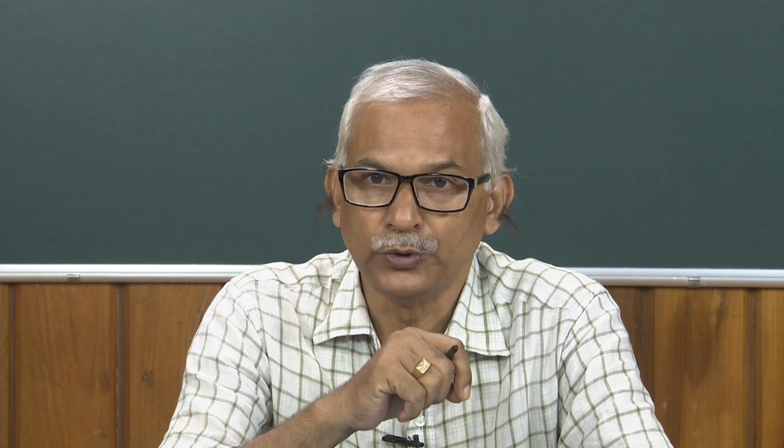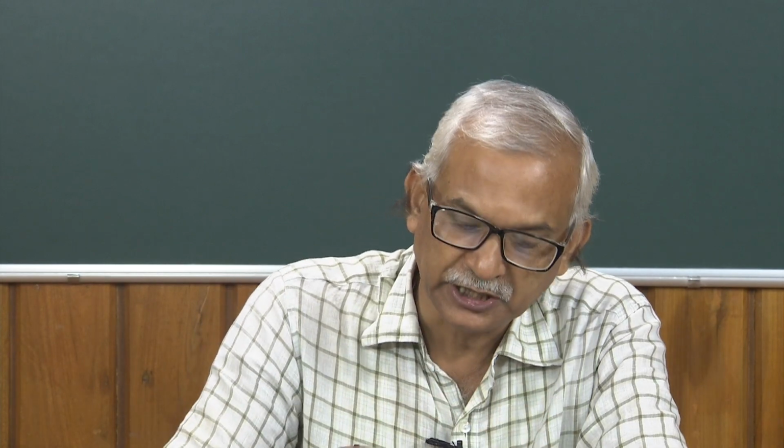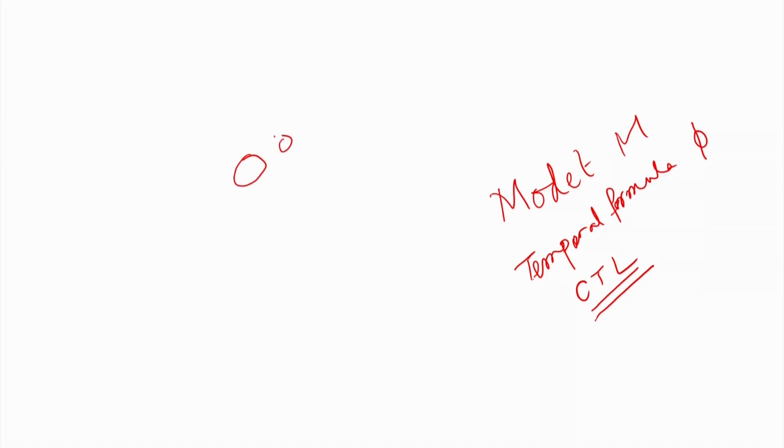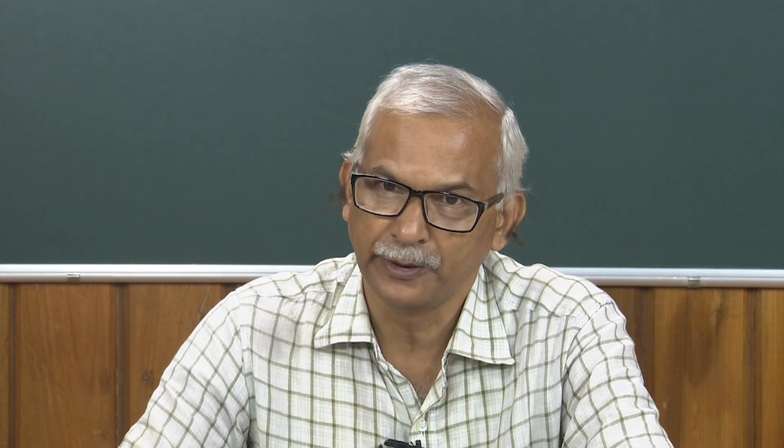Now, the truth value of this formula may be true in some state. Say the formula phi is true in this particular state, say s0, which has several possible transitions, and in another state si the formula is not true. So, this is the notion of truth value of a CTL formula, or in general temporal logic formulas. In the case of a state formula, the formula may be true in some state and false in some other state of a given model.